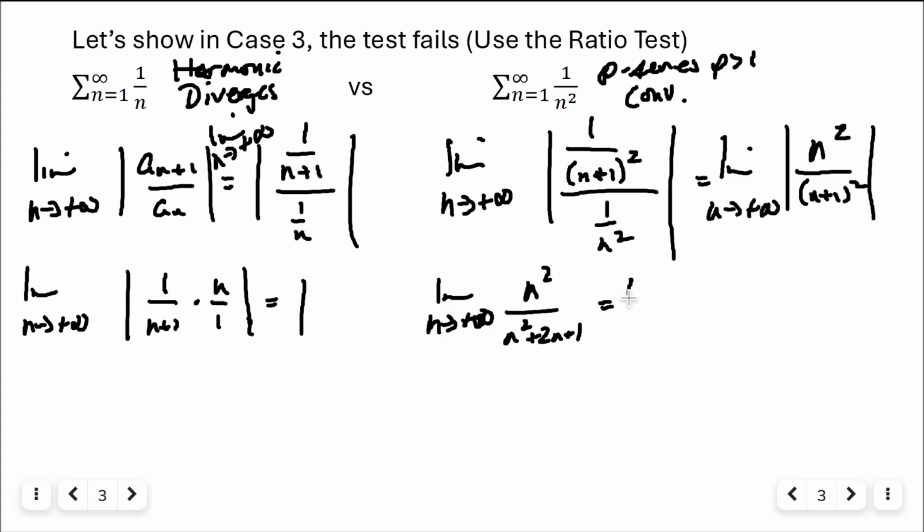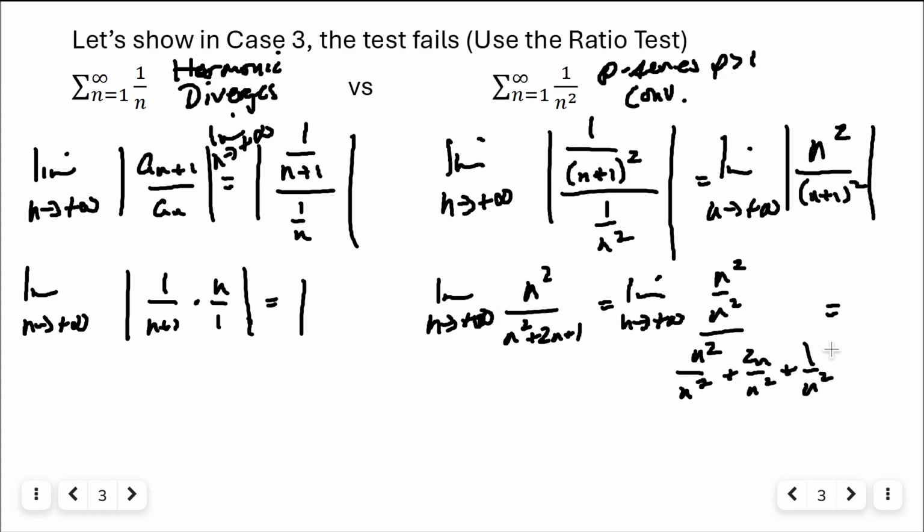And then I'm going to divide everybody by the dominant power, divide everybody by n squared, or use L'Hopital's rule. So n squared over n squared over n squared, plus 2n over n squared, plus 1 over n squared. That's going to be 1 over 1 plus 2 over n, as n goes to infinity, 0. That's a 0. I get 1. The result is 1. So the ratio test for both of these series gives 1 as its answer. But I know that this first series diverges, and I know that series converges. So in this case, the ratio test does in fact fail.